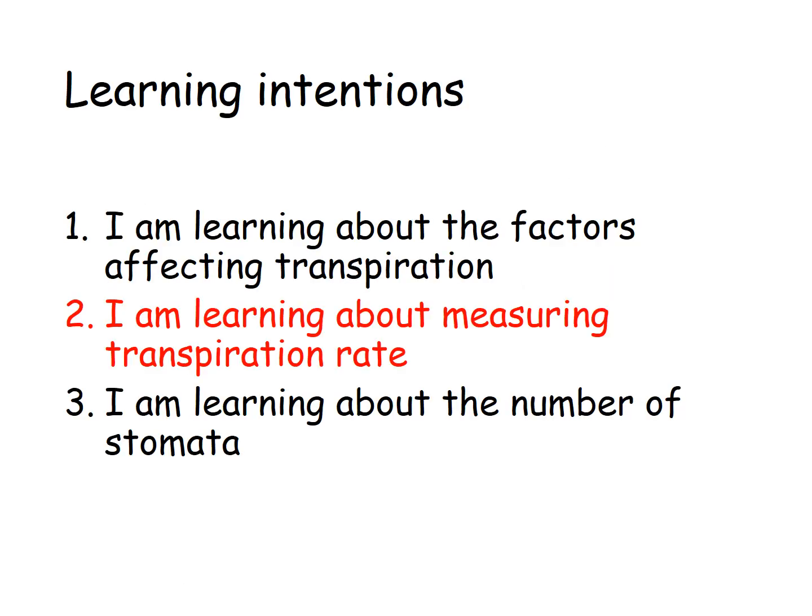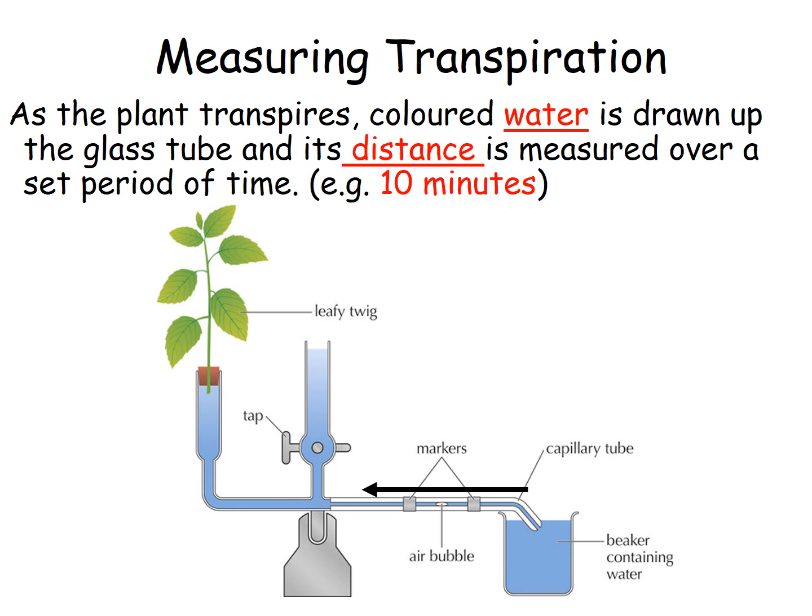Okay, now that we've looked at the factors affecting transpiration, we're going to look at measuring transpiration rate. This image has been used in SQA documentation. It's on their website. In measuring transpiration, as the plant transpires, we're measuring the coloured water being drawn up through the glass tube, and we're going to measure the distance the coloured water has travelled within a set period of time. So for example, if we were to leave this experiment set up for 10 minutes, how far has the water travelled, or what volume has been drawn up.